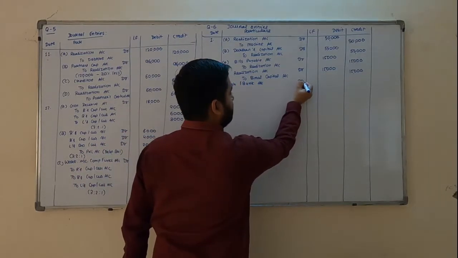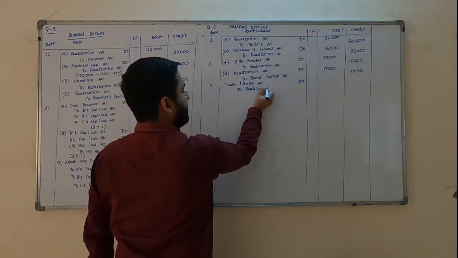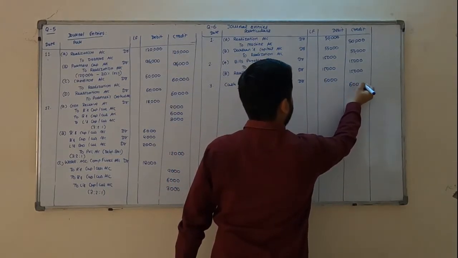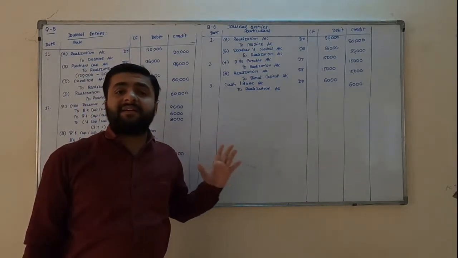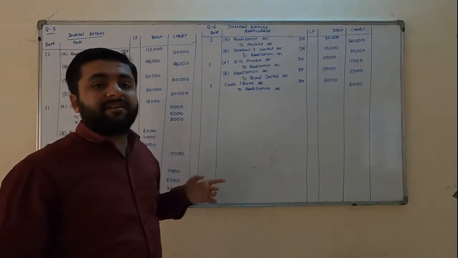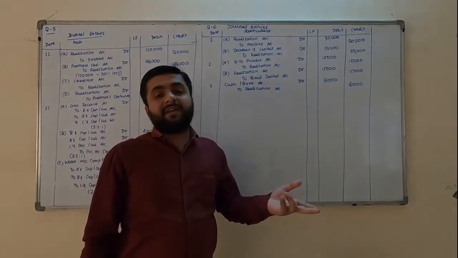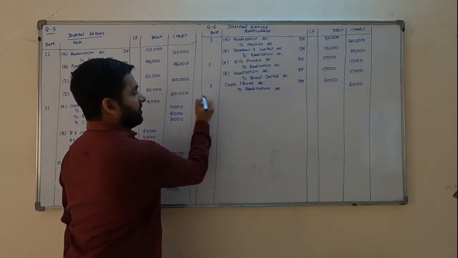cash bank account debit to realization account. How much are we receiving? 6,000, and that you will record. Okay, so remember only one thing: if any unrecorded asset or liability is coming, you don't have to close it. Directly you have to write the entry. If you are receiving the asset, cash bank to realization. If you are paying cash bank, then realization to cash bank. Okay friends, now going for number 4.